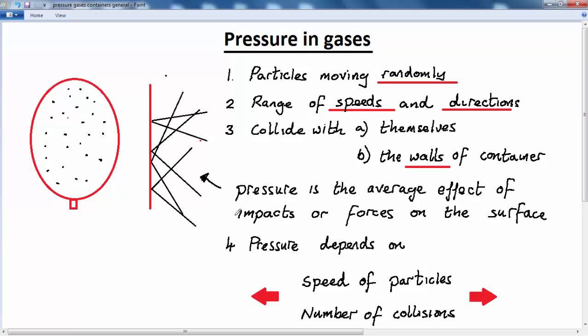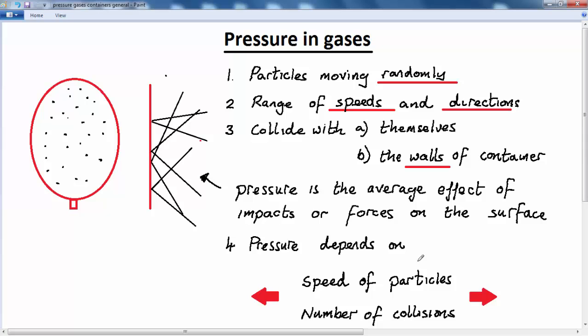factors. So the next thing we can say is that this pressure acting on the wall of the container depends upon, first of all, the speed of the particles as they collide with the container, and secondly on the number of collisions that are taking place per second. That's to say, it's the average effect of all of these collisions. And that in turn depends upon two important factors, which we shall look at in the next lessons.